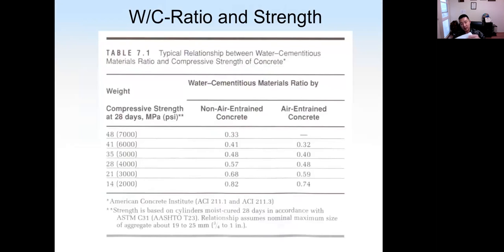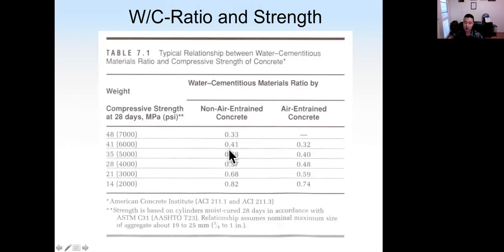And the next table shows us how to choose the water to cement ratio based on the strength requirement. This is in megapascal and PSI. Again, based on whether the concrete is air entrained or non-air entrained, we can choose the water cement ratio. If the strength is somewhere in between, for example, 5,500 PSI, then we should use linear interpolation to choose the water cement ratio.